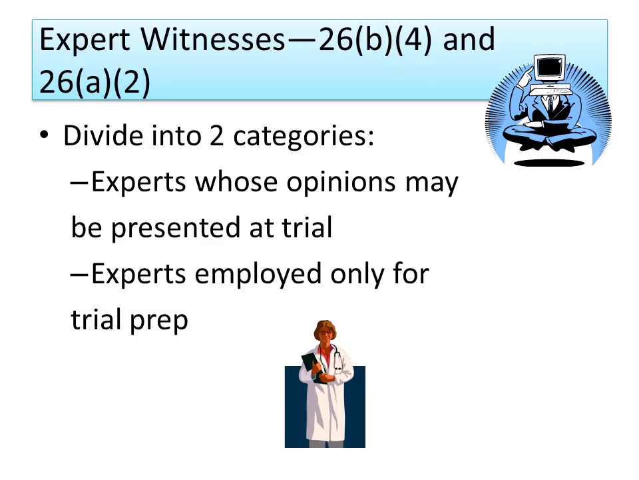So 26A2, remember that's the automatic mandatory disclosures, has particular rules about what information gets disclosed about experts who may be called at trial. And 26B4, then, the other side of the coin, protects information about experts employed only for trial preparation. And if you look at it, it says that the other side can find out about those experts only upon a showing of exceptional circumstances. Again, the idea being, the other side should go find their own expert. They don't need yours. We're going to protect yours unless they can show exceptional circumstances.